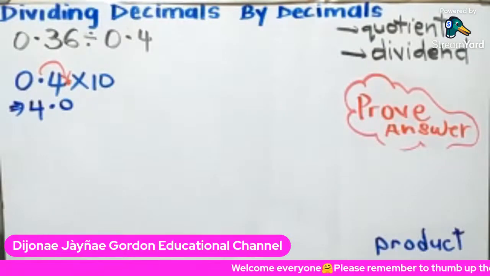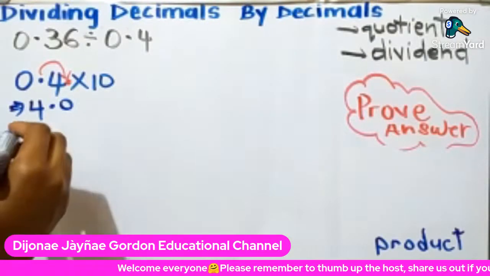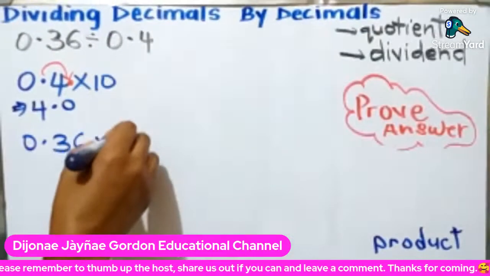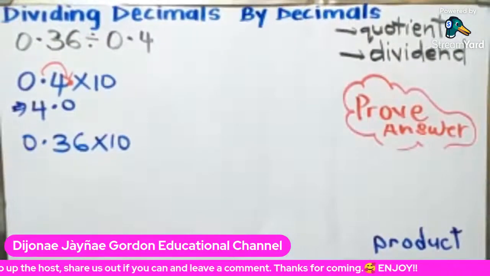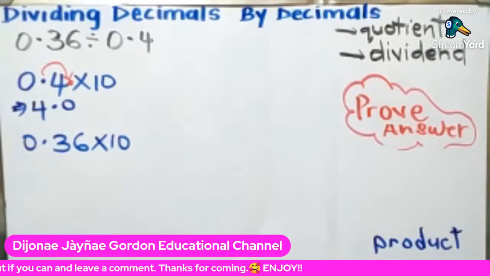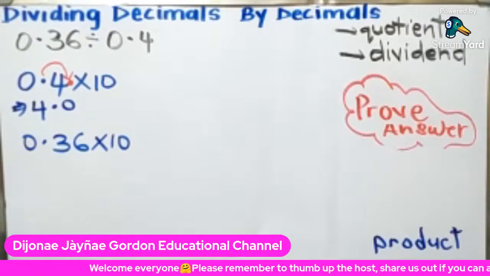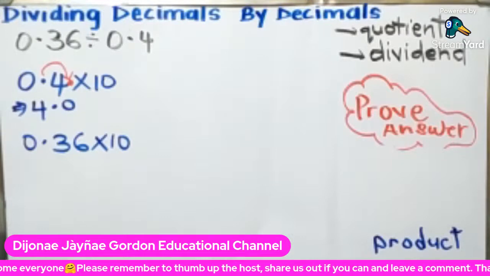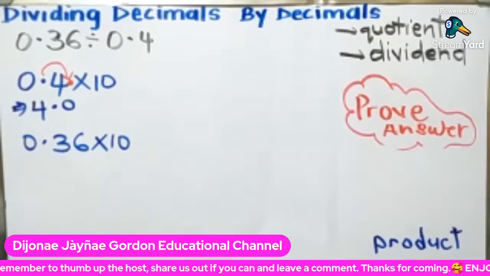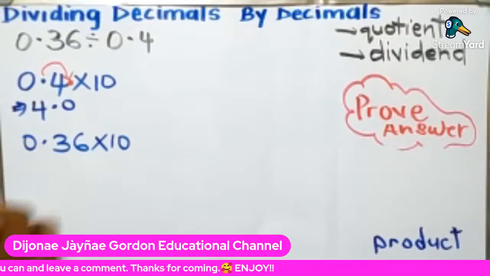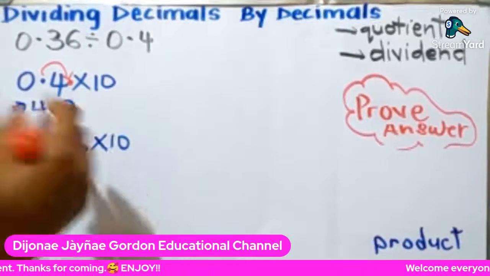All right. So I'm going to take the dividend, which is 0.36. And of course, I'm going to multiply it by 10. Why 10? Remember now, when you are changing your decimal to whole number, whatever you do to your divisor, you must do it to your dividend. So I multiply by 10 to get my divisor to a whole number. So I'm going to do the same thing with my dividend. All right. So I'm going to move 1 place to my right.